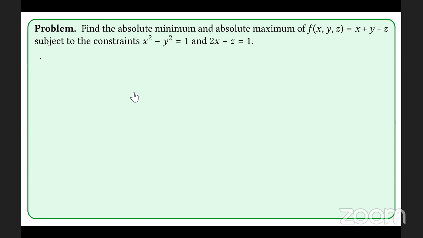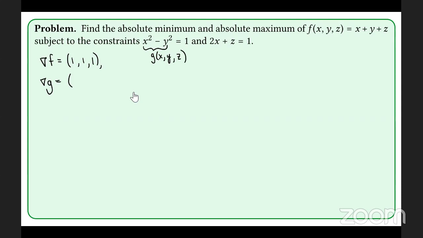So let's take the gradient of f, and we get a nice answer: 1, 1, 1. Right? The gradient of, I'm going to call this guy g. The gradient of g in terms of x, y, z, sorry, xyz.